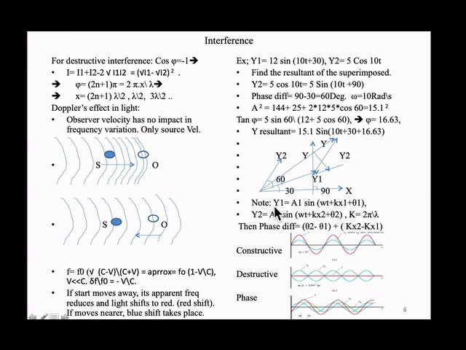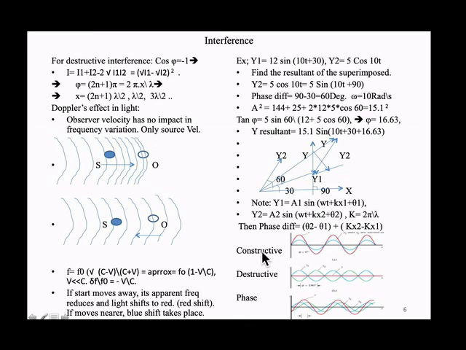Suppose another problem: y1 is given as a1 sine(omega t plus kx1 plus theta 1), and y2 is a2 sine(omega t plus kx2 plus theta 2). Then what is the phase difference? So theta 2 minus theta 1 is the phase difference, as we have done here. Plus, not only this, kx2 minus kx1 will also add to the phase difference. x is the distance from the starting point. Both together will give the phase difference, and we have to add the amplitudes accordingly.